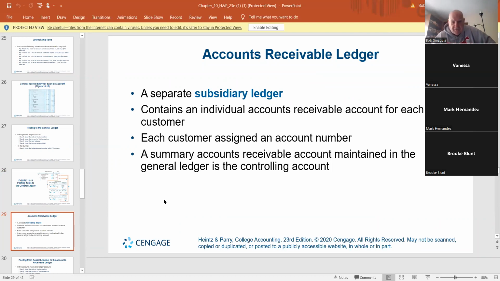The accounts receivable ledger contains the individual accounts receivable for each customer. Okay, the accounts receivable ledger is going to show in T account general ledger type form what each customer owes you at any point in time. And they're saying each customer gets an account number. Yeah, it's probably true. A summary accounts receivable account maintained in the general ledger is the controlling account. Cash is a control account. Accounts receivable, control account. Anything that comes directly from the general ledger is called a control account. So here we have a subsidiary, meaning below the hierarchy, okay?